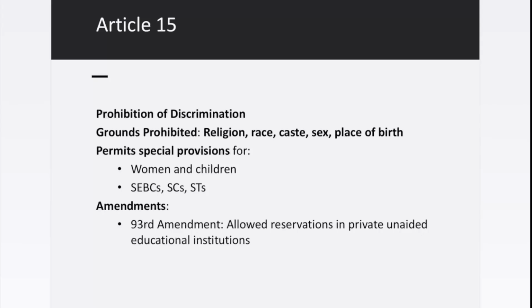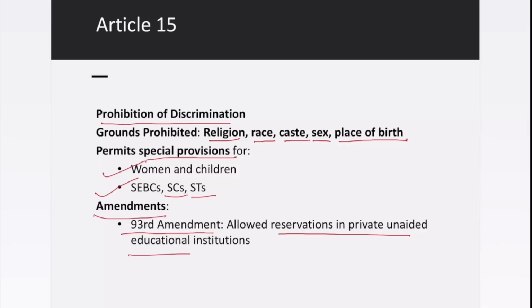Another aspect of the right to equality is the very important prohibition of discrimination. So there shall be no discrimination on the grounds of religion, race, caste, sex, or place of birth. But it allows some special provisions for women and children, for socially and economically backward classes, for the scheduled castes and the scheduled tribes. There was an amendment wherein, by the 93rd Amendment to the Indian Constitution, reservation was allowed in private unaided educational institutions. Those reservations have been allowed under the special provisions.